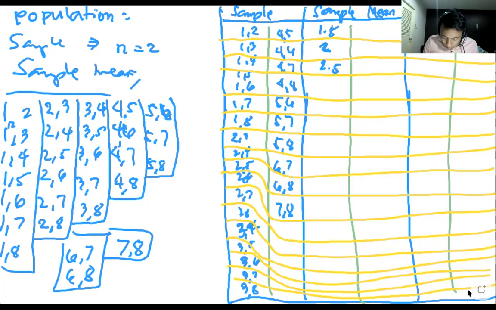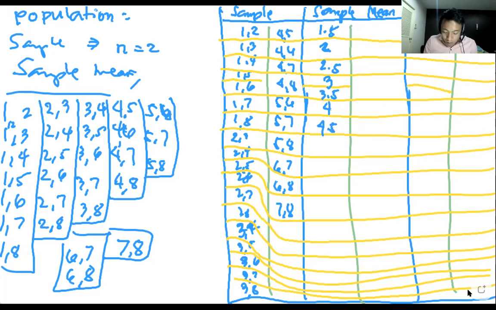There's still a 5 there and a 1.5 here. Okay. Then 1, 5, that's 3. 1 and 6, that is 3.5. 1 in 7, that is 4. 1 in 8, 4.5. So we have a pattern now.